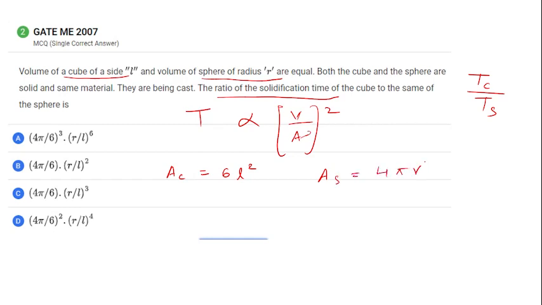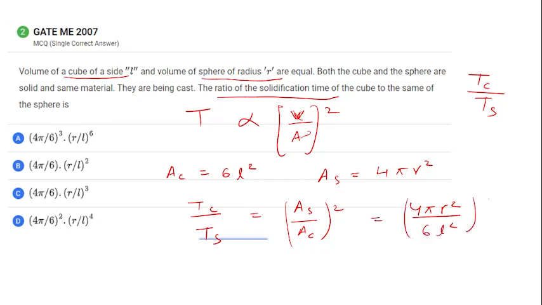So we can write TC by TS as AS by AC whole square. Volume you can take as constant because it is equal for both, right? Then we will write 4 pi R square divided by 6L square, whole square. Now in the options, your pi is separate.